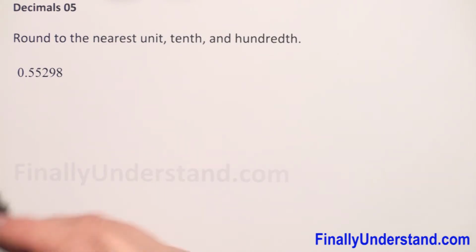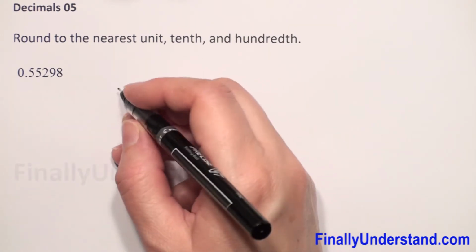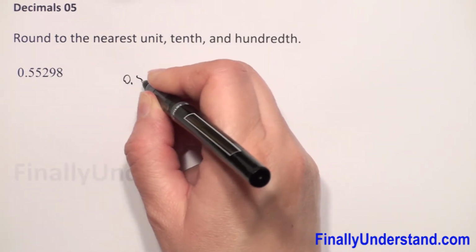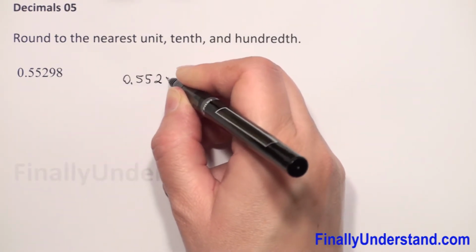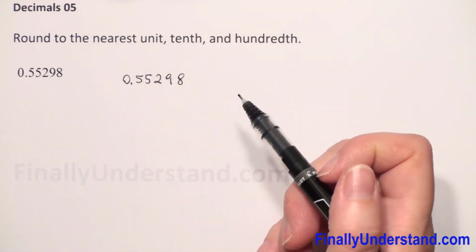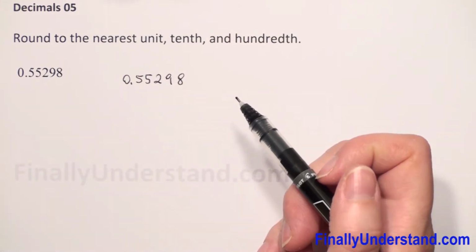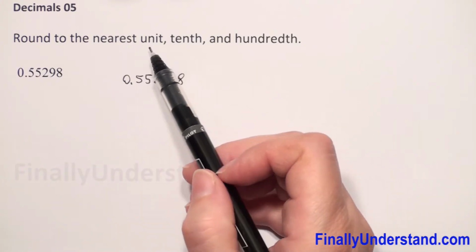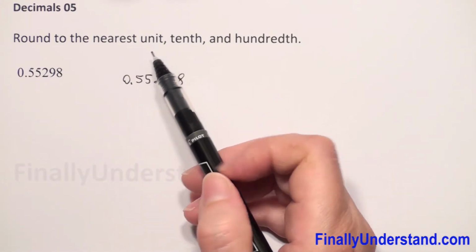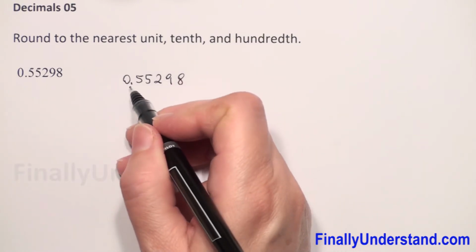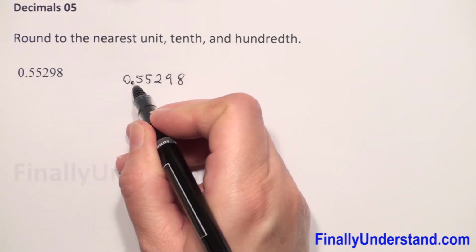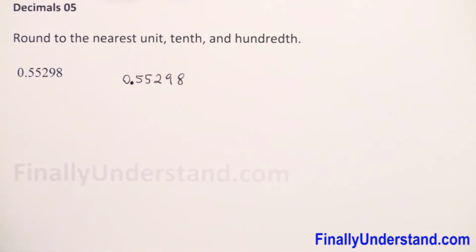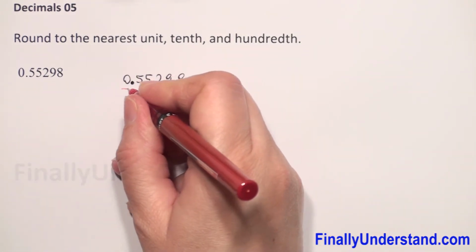So first let me rewrite our number. We have 0.55298. First we need to find the digit to which we have to round our number. First we have to round to the nearest unit. Unit is always the first digit to the left of the decimal point. So first we underline our unit.